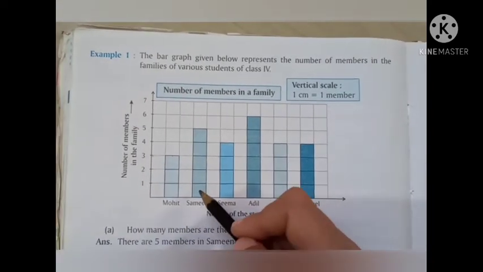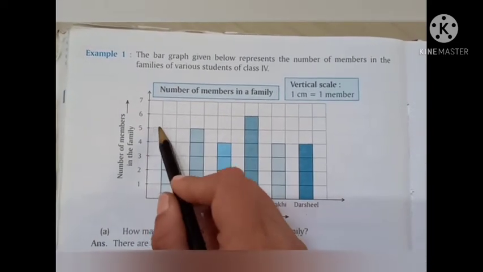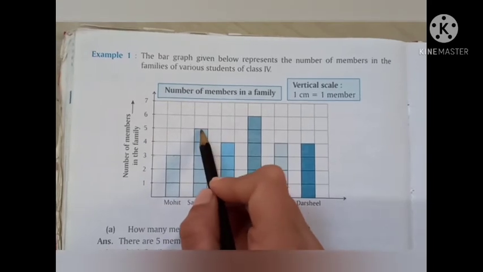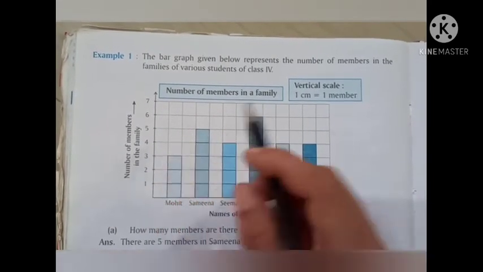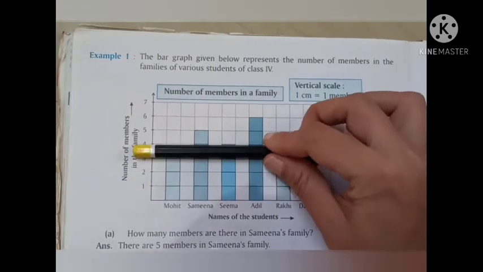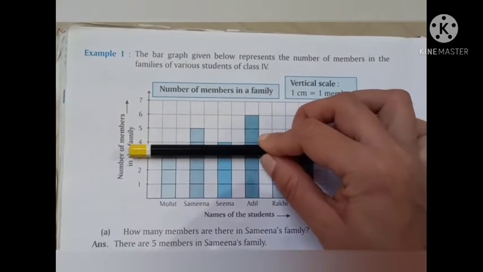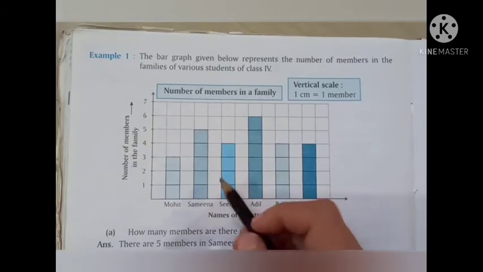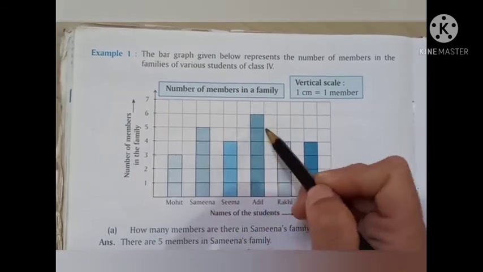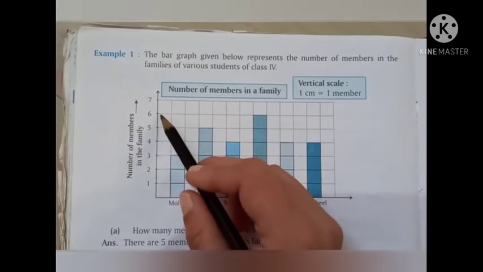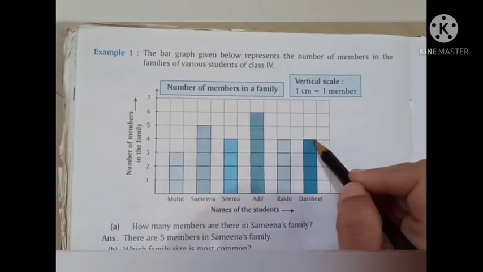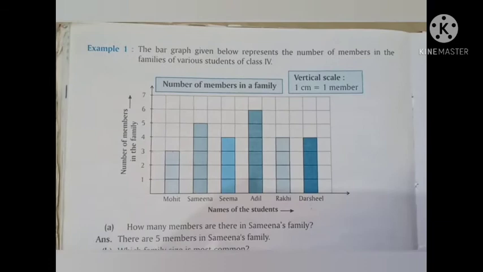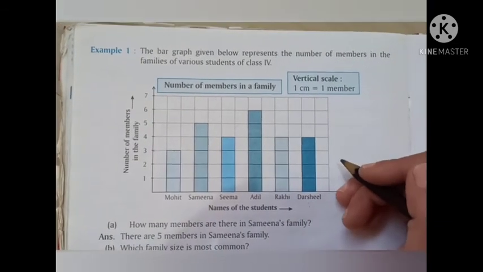Next is Samina. You can see here it is coming up to 5. So she is having 5 members in her family. Next is Seema. You can see here, just take a scale and put it here like this, so you can easily understand the number. Okay. So Seema is having 4. Then it's Adil. Adil is having 6. Then comes Rakhi. Rakhi is having 4. And Darshil is also having 4 members in his family.